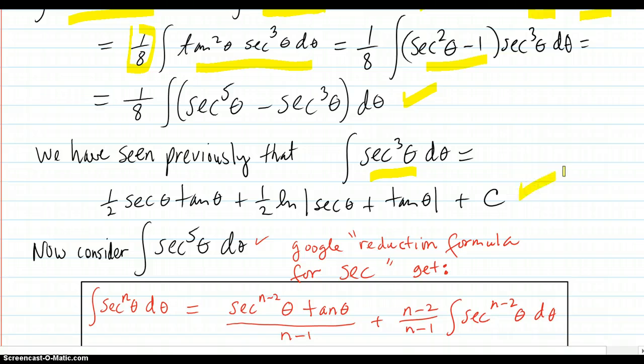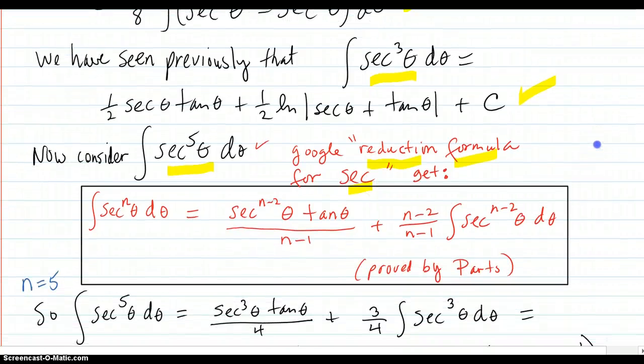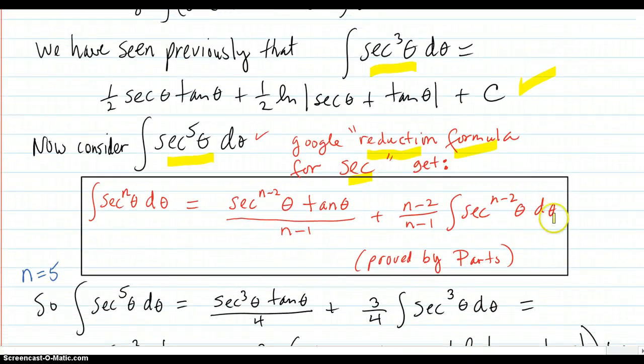Now we need to know what to do with secant to the 5th power. So if you Google reduction formula for secant, you're going to get this reduction formula right here. So that shows you how to knock the size of the exponent down. And that's proven by integration by parts.